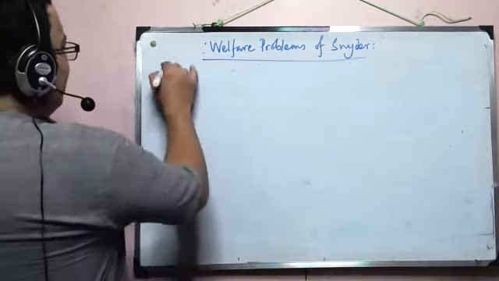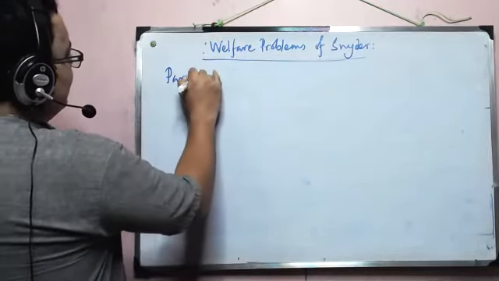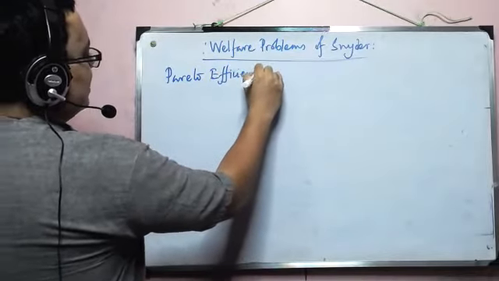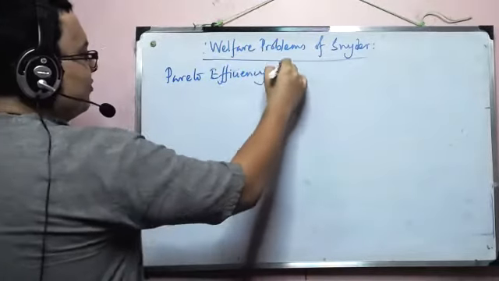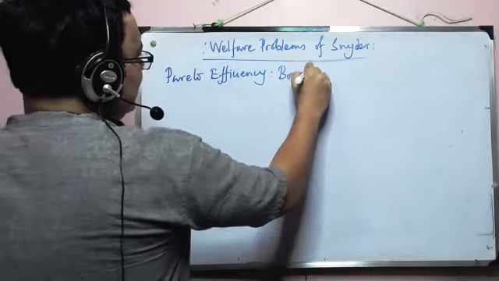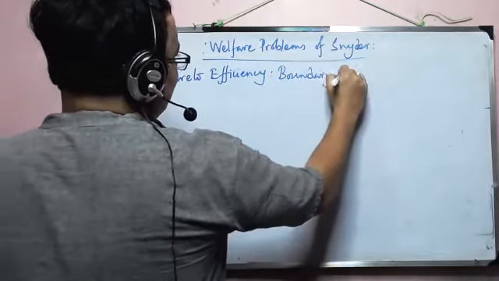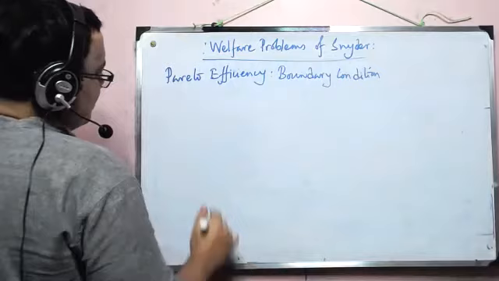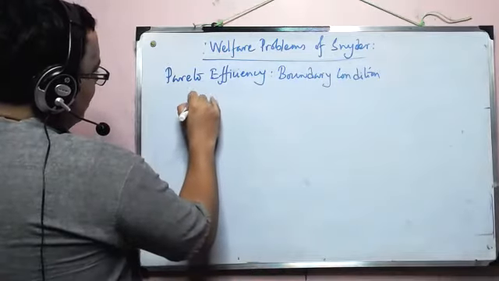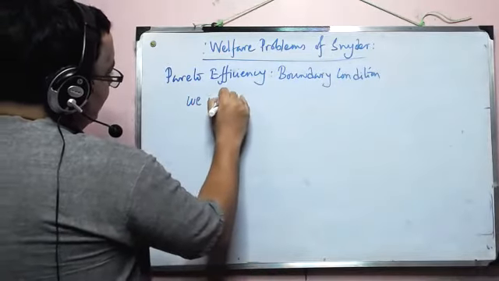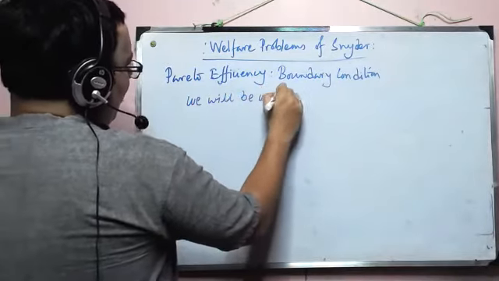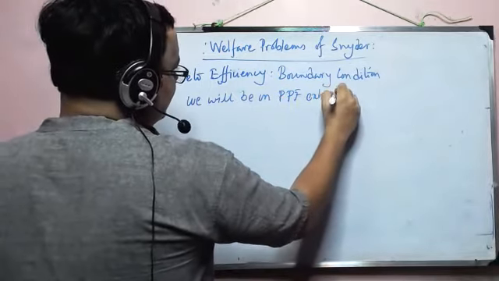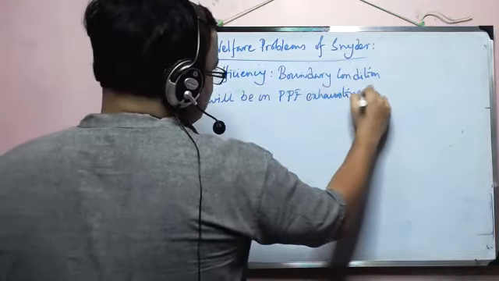Now, Pareto efficiency, from a mathematical point, from a problem solving point of view, essentially talks about some form of a boundary condition. So it gives us something that will always happen. What are they? For example, resources will always be exhausted. So we will be on the PPF, exhausting resources.